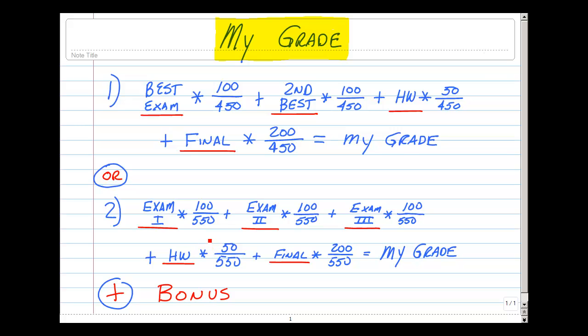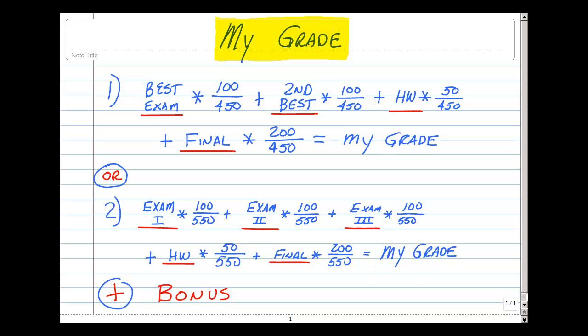Now the total points are 550. First exam, second exam, third exam on a 0 to 5 point scale, multiplied by now the weight of 100 out of 550. Homework now is 50 out of 550. And likewise, the final is 200 out of 550. So we're kind of de-weighting the homework and the final a little bit by including all of your exams. And for some people, this will actually give them a better grade.